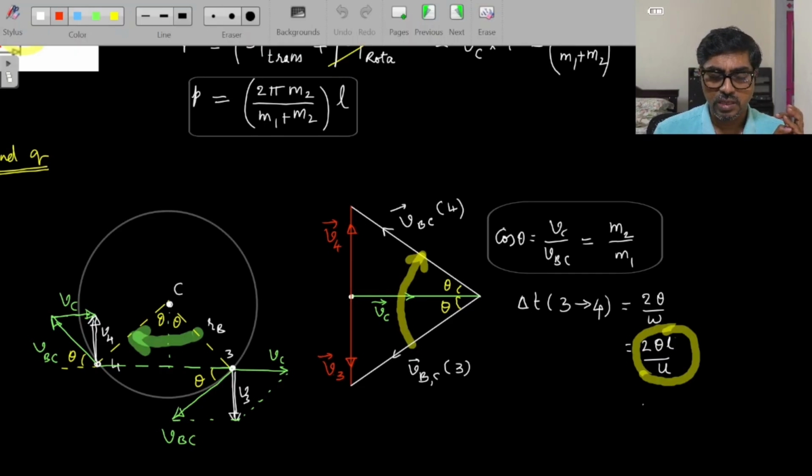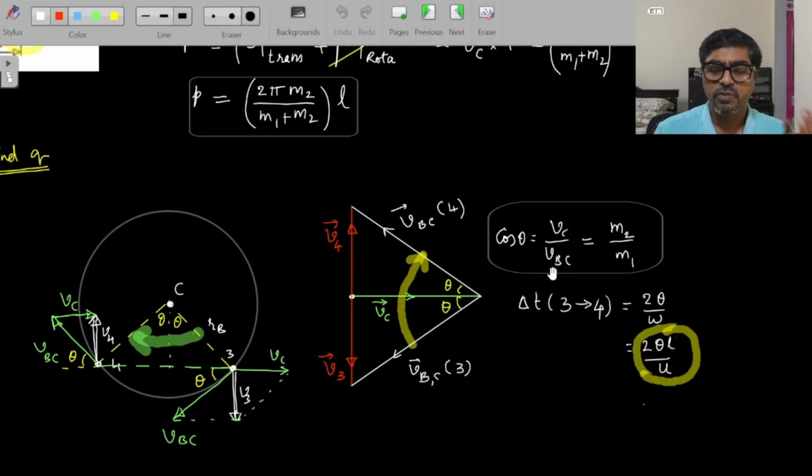You see this is theta and this is going to be 90 degrees. Now if I use cos theta, which is adjacent side upon hypotenuse, adjacent side is nothing but the magnitude of VC in that velocity triangle, hypotenuse is VBC. VC by VBC is cos theta, but VC is known to be proportional to M2, so the ratio is going to be M2 upon M1. So cos theta we got, M2 by M1. Obviously M2 is less than M1, so cos theta has to be less than 1, from this also we can tell.